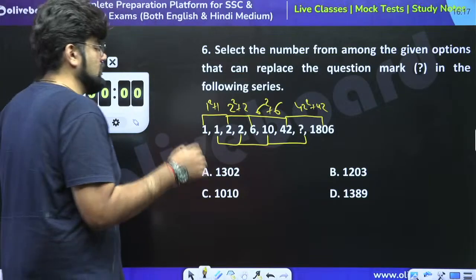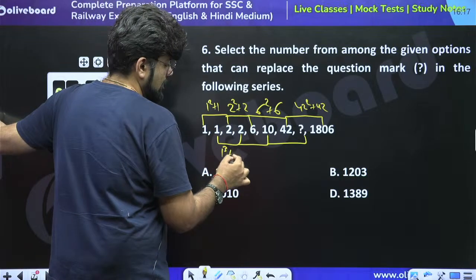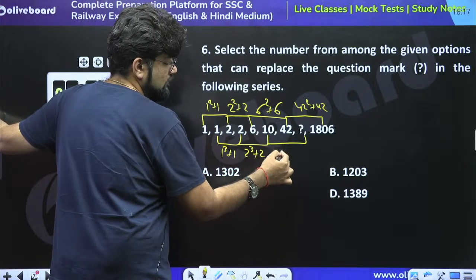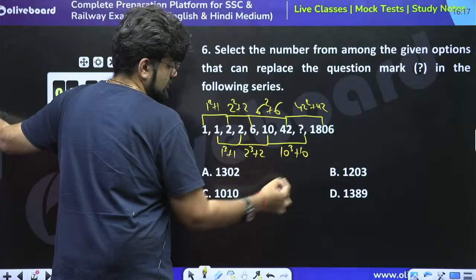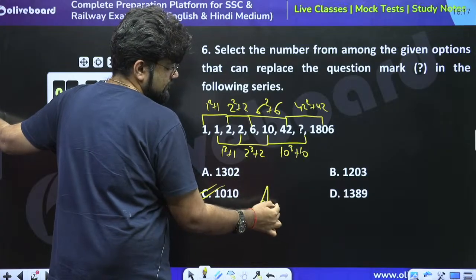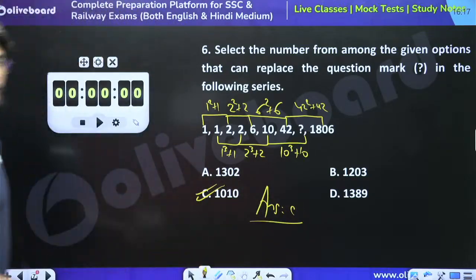So this one is 1 cube plus 1. This is 2 cube plus 2. So this has to be 10 cube plus 10, which is 1010. Option C is the correct answer. Cool? Correct. Very good.